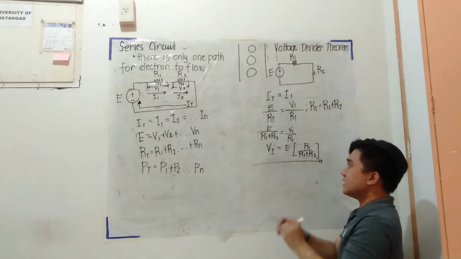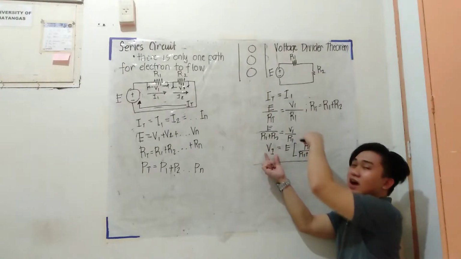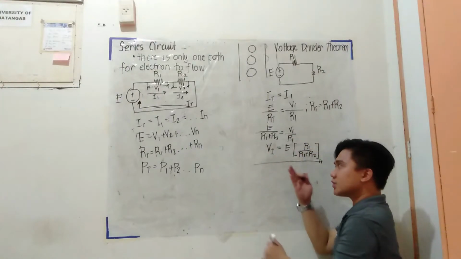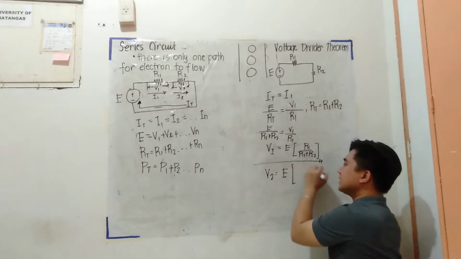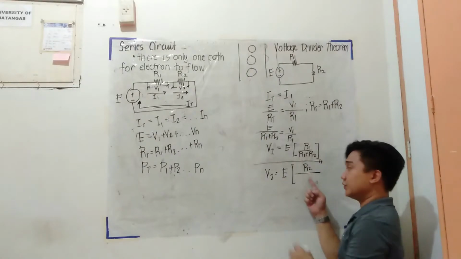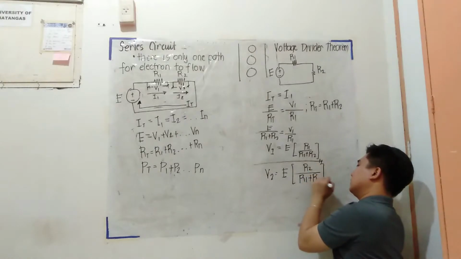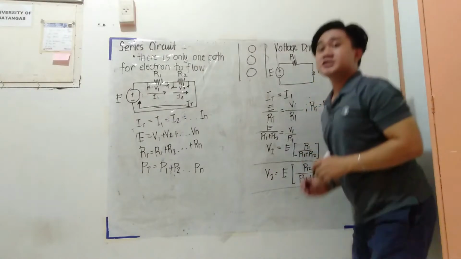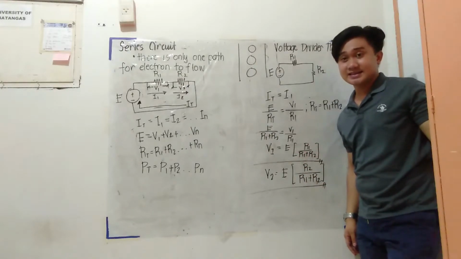As you can see, kung gusto kong kuhain si V1, ang nasa numerator ko ay si R1. Tama? So, kung gusto kong kuhain si V2, following the same pattern, ang dapat na nasa numerator ko ay si R2. Okay? So, this is the voltage division theorem. Again, applicable only for series circuit.